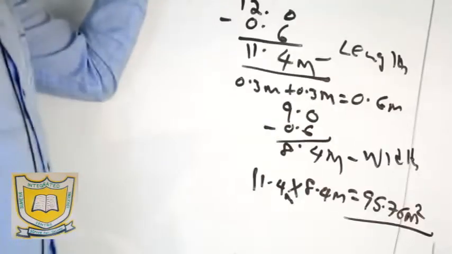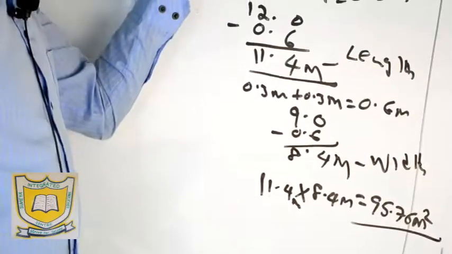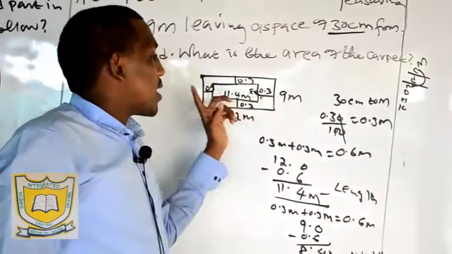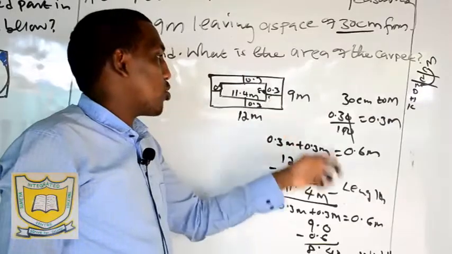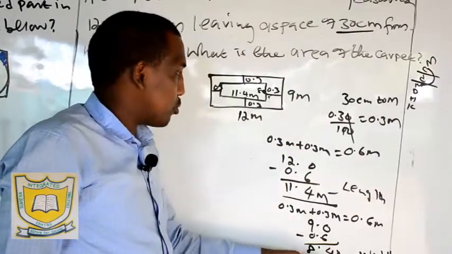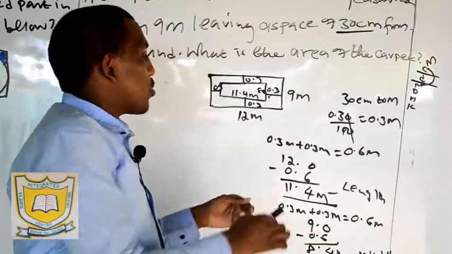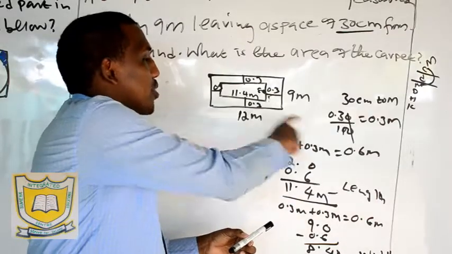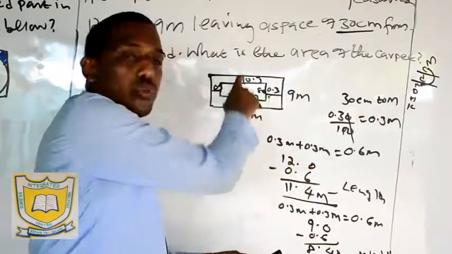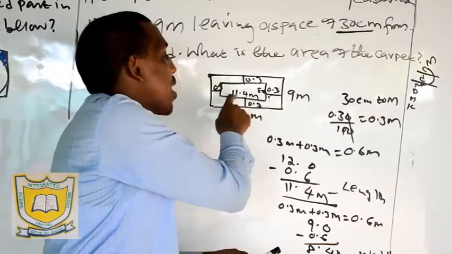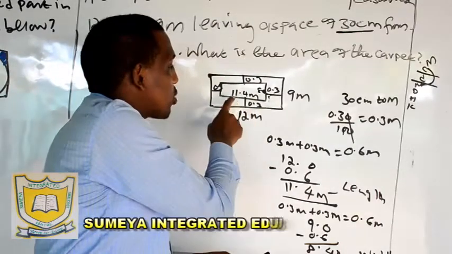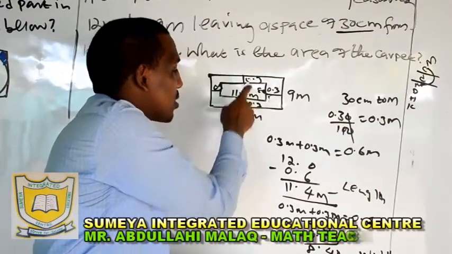So it's a matter of adding the margins and subtracting from the length. You get the length of the carpet. You add the other two margins, 0.6, minus 9, you get 8.4. Length times width. So when they ask you the length of the upper one, the outer one, you add the margins, then you add the length of the carpet. So 11.4 plus 0.6, you will get 12.